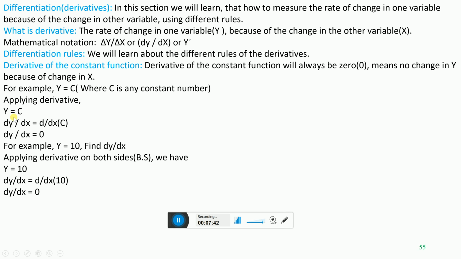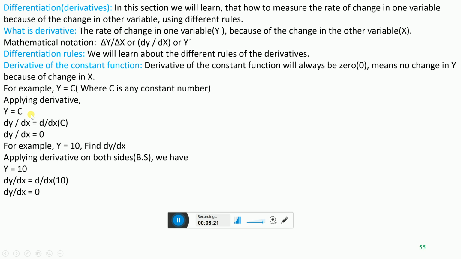And why? Because in this function we do not have the independent variable x. X is not available here. X has disappeared. So it means there is no relationship between y and x. If x is increasing or decreasing, y will remain the same. Students, you have to keep in mind that when there is any constant number, its derivative will always be 0. And what is the interpretation of this 0? What is the meaning of 0? This 0 means y is not changing if we change x.